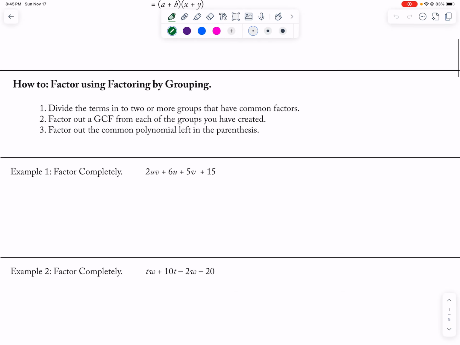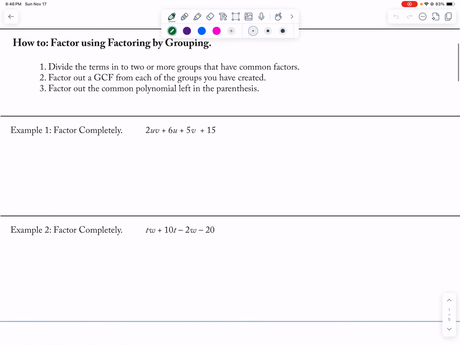Okay, so this section is factoring by grouping. Sometimes you have to group the first term and the third term together with the second term and the fourth term together. Other times, you might have to group the first and the last term and the two middle terms together. But essentially, in any case, you have to group two terms together and factor out what's in common.